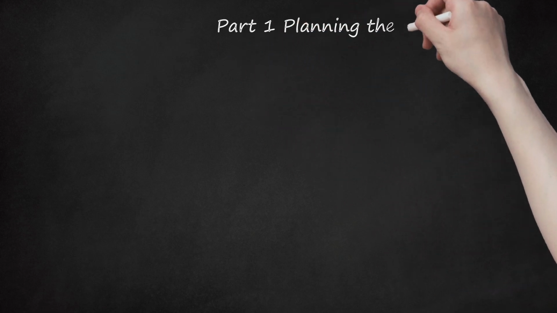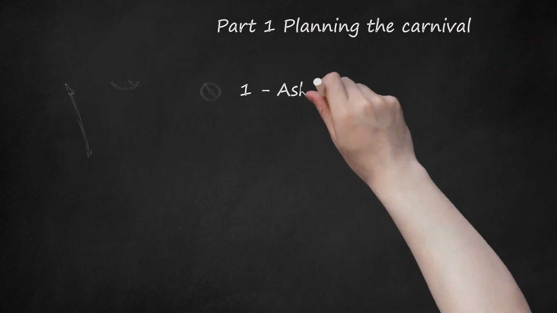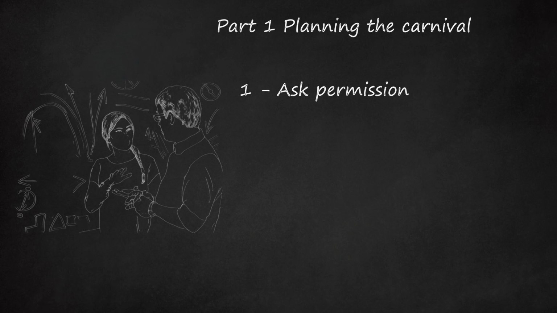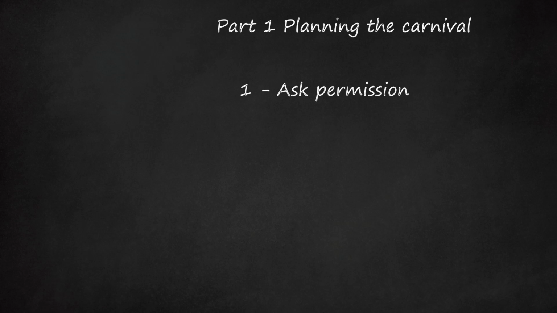Part 1: Planning the carnival. 1. Ask permission. You will need to ask for permission before you start planning any event for a school. Be sure that the school authority knows about your plans and accepts you as a planning participant. You can talk to the school principal for more information.